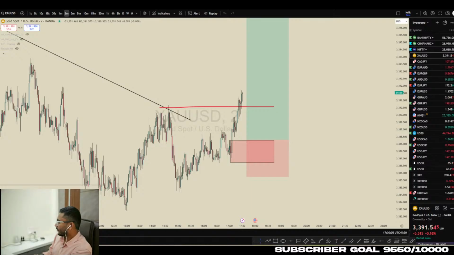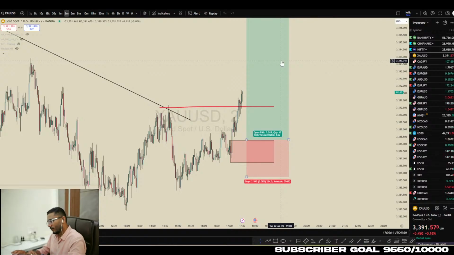Euro GPY, I think I'm seeing a buying setup. Yeah, it should continue higher. I was also waiting for price to react from that order block, but it actually broke that order block and it continued to the downside.